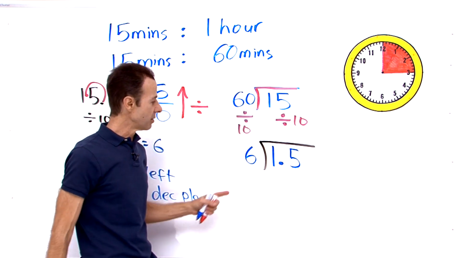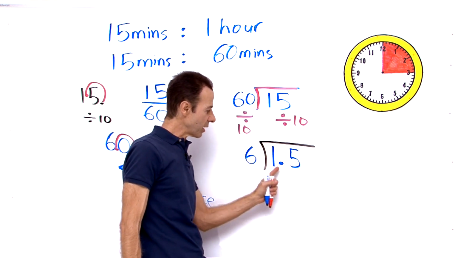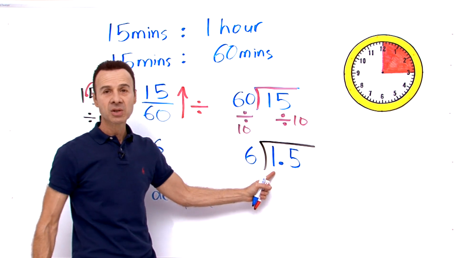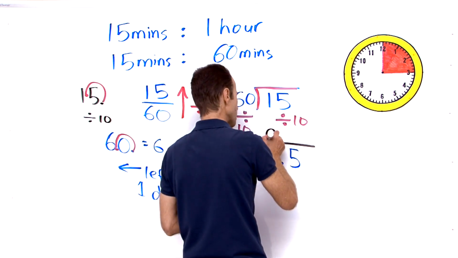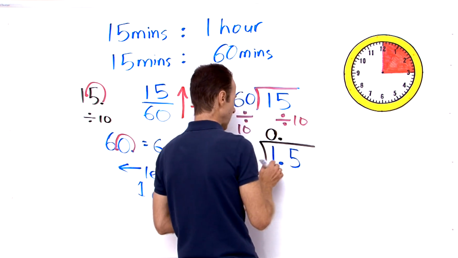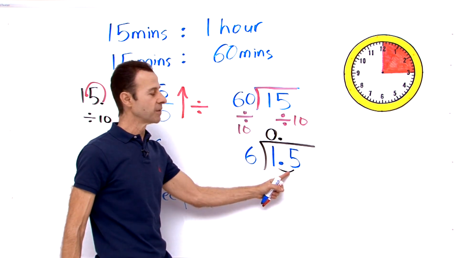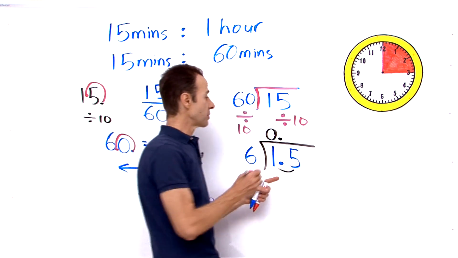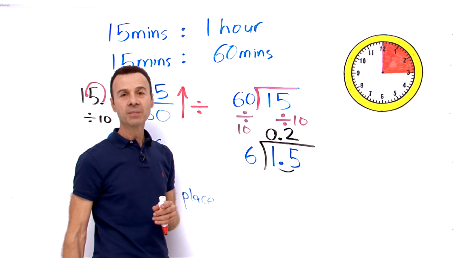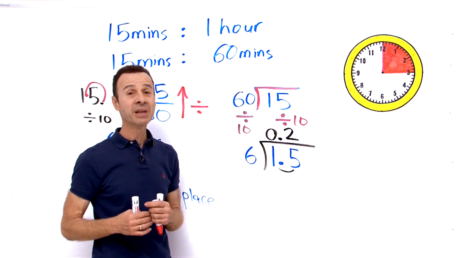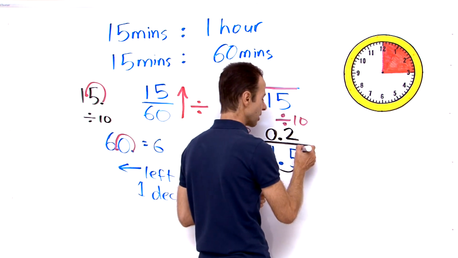All right, what do we do now? Well, how many times does 6 go into 1? Because it's 1.5, we're just going to go into the 1. 6 doesn't go into 1, so straight away we use our friend called the decimal. So straight away we put a decimal, so we put 0 and then a point. Now it's 6 into the whole thing, 15. How many times does 6 go into 15 now? It goes in 2 times. 2 times 6 is 12. 15 take away 12 is a remainder of 3.